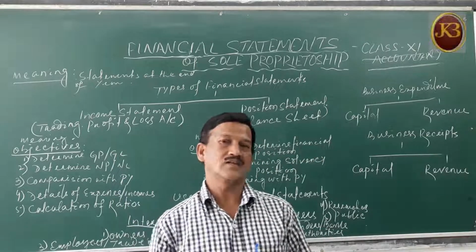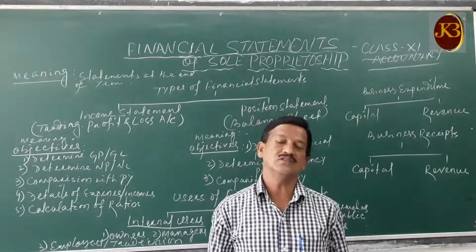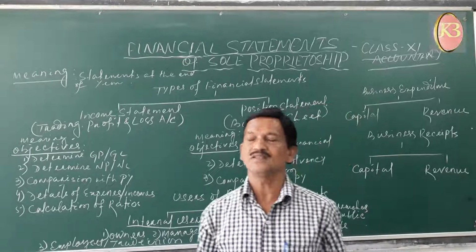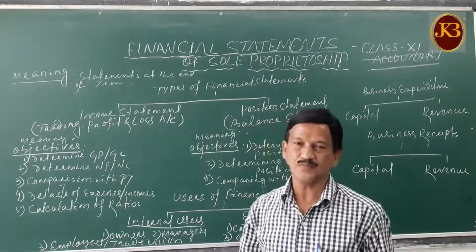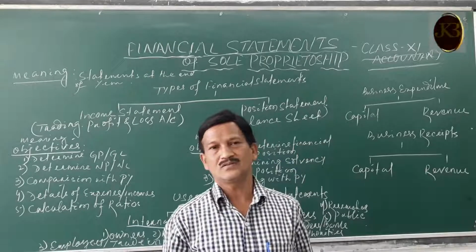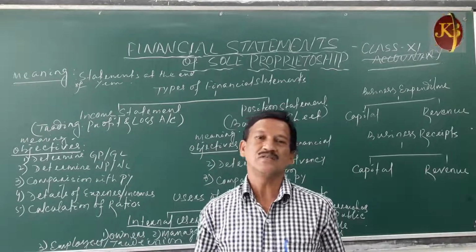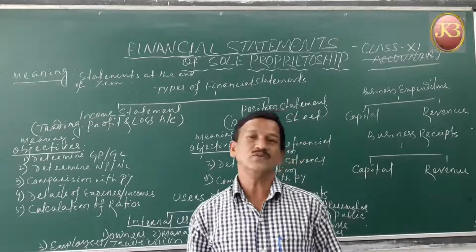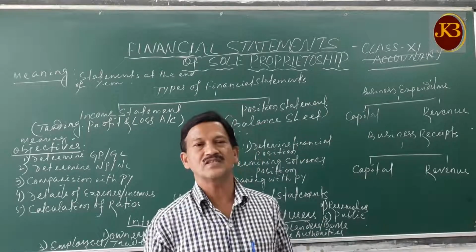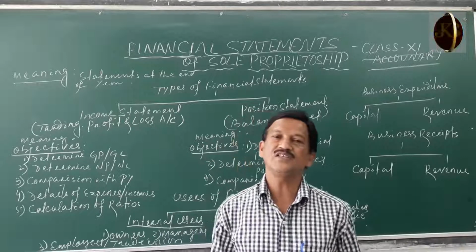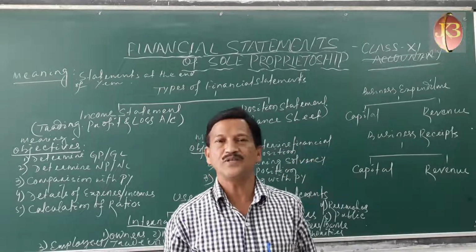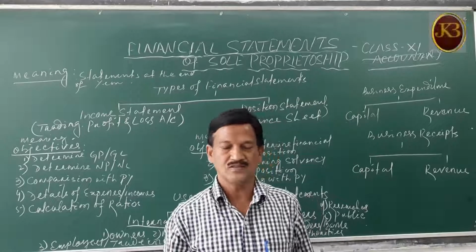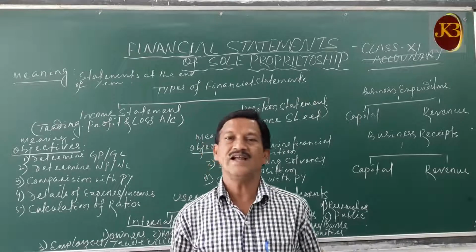As a practice, we are continuing with the Accountancy chapter, class 11 Accountancy. We had completed the bills of exchange, so today we are going to start the financial statements. As you know, the main objective of accountancy is to find out the profit or loss of the business and show the financial position of the business at the end of the year.